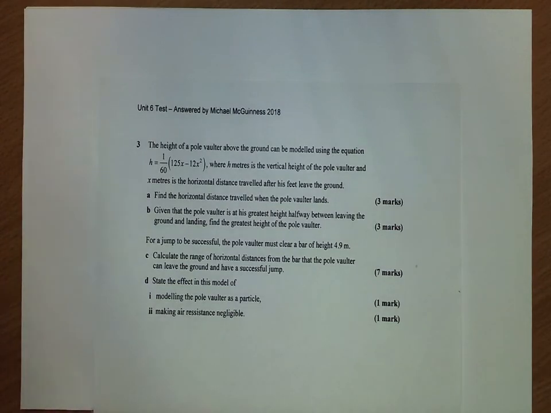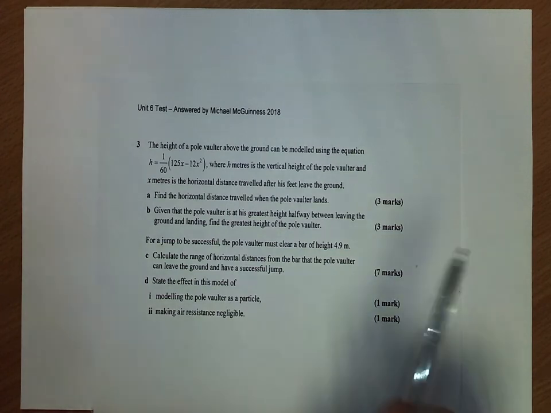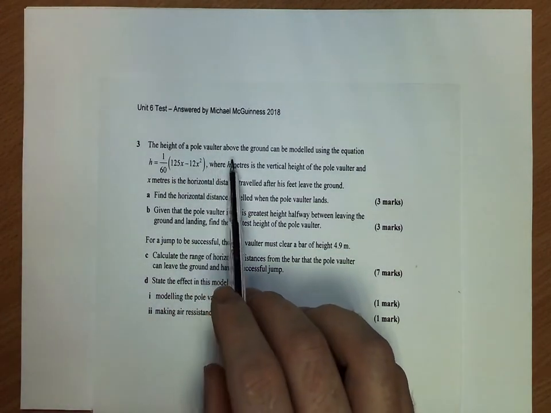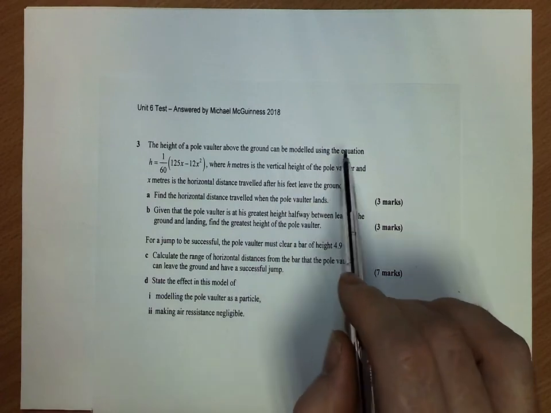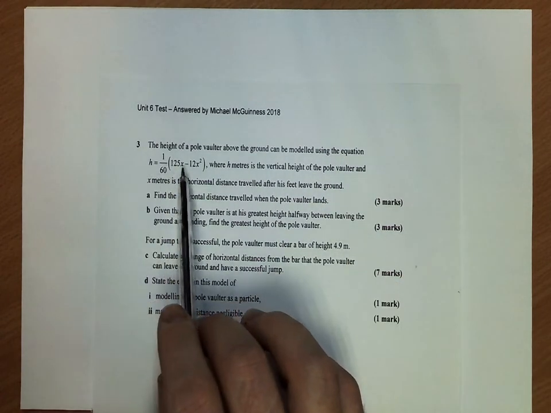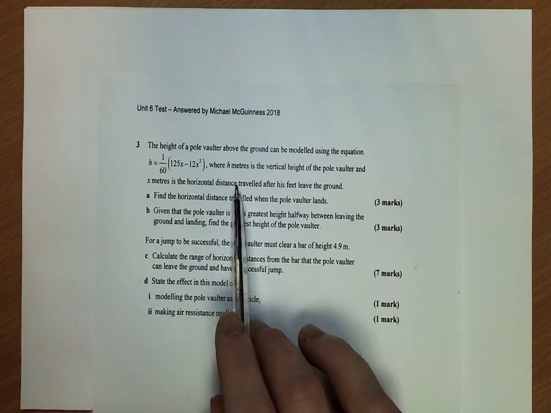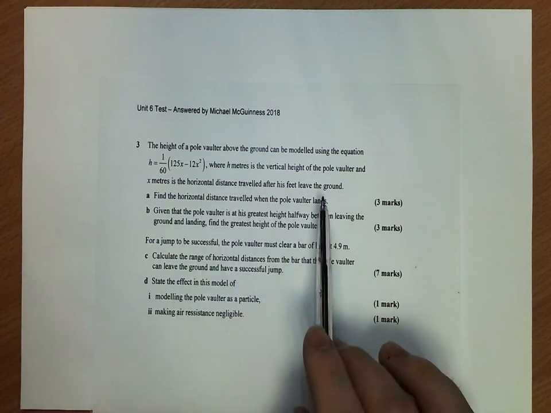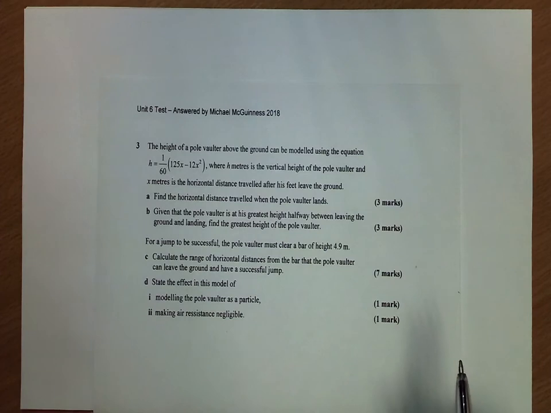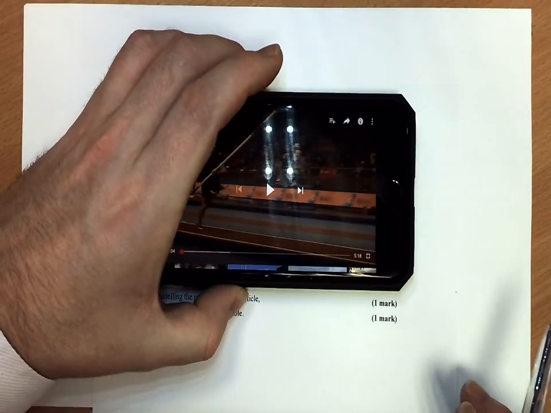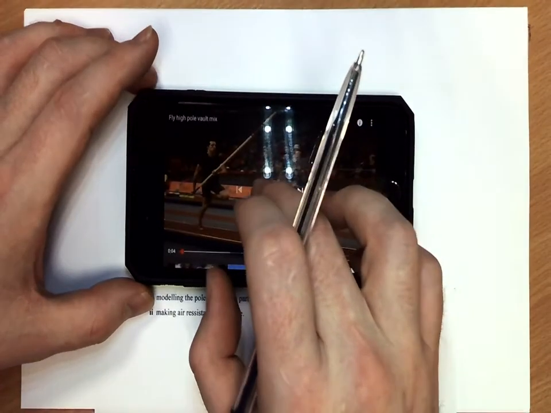So this is the worked answer to the unit success question 3. This question is about the height of a pole vaulter above the ground, and it can be modelled using this equation where height is this, and x is the horizontal distance travelled after his feet leave the ground. Although it's not vital, I think it is useful to understand what pole vaulting is. So I'm going to quickly look at a video of an example.